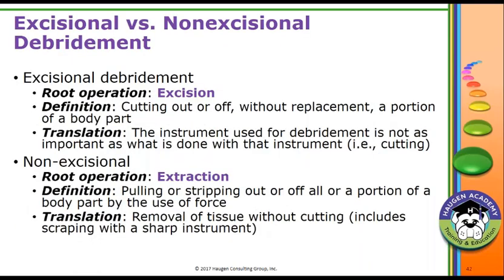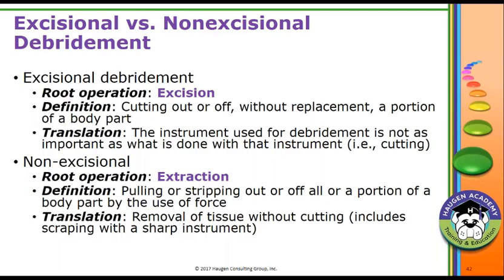When it comes to coding in PCS for debridement procedures, it's all about excisional versus non-excisional. For excisional debridement, it codes to the root operation excision, and the definition is listed here as well as a translation. Now, what we are constantly telling people is don't get hung up on the instrument that was used to perform the debridement. You need to be hung up on how that instrument was used.